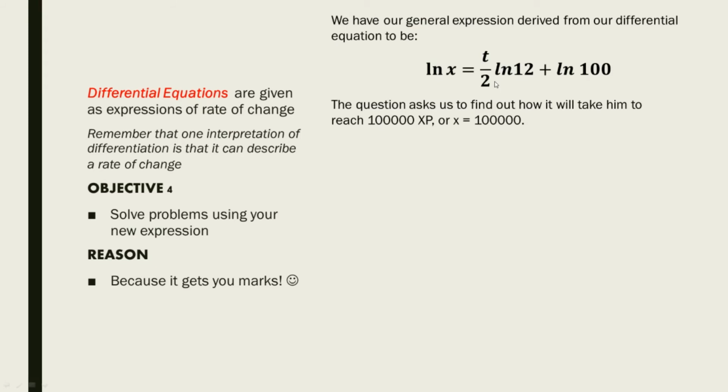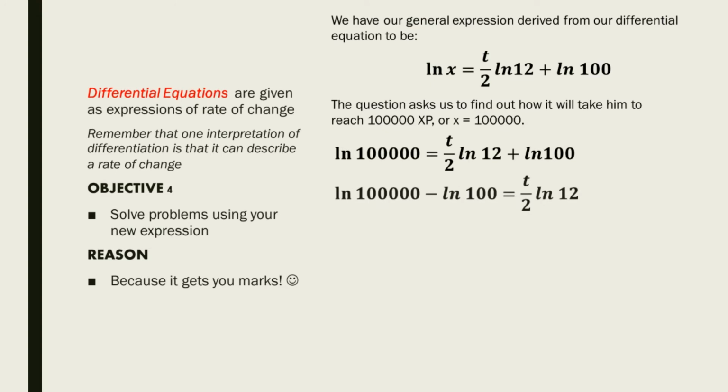And the question asks us to find out how long it will take him to reach 100,000 xp, or x equal to 100,000. If I substitute those values in, I'll get natural log of 100,000 equals t over 2 natural log of 12 plus natural log of 100. Again, moving my natural log of 100 to the left and doing 100,000 divided by 100, giving me natural log of 1,000 equals t over 2 natural log of 12. I'll multiply across by the 2, give me 2 natural log of 1,000 equals t natural log of 12.